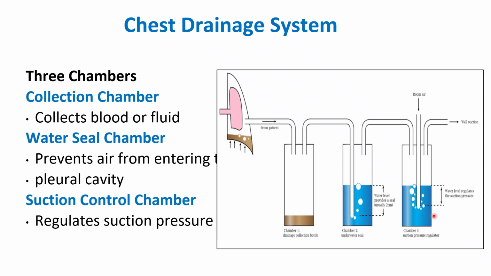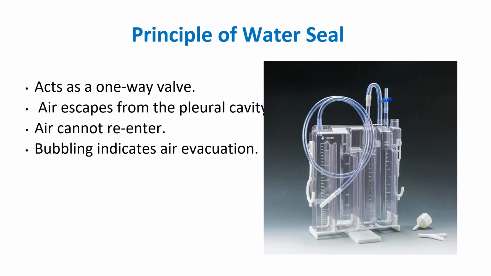So this is a simple model of the water seal system which will exist at the practical center. Okay. So the principle of water seal, which we have already seen, is that it acts as a one-way valve, and air escaping from the pleural cavity cannot re-enter back into the lungs, and bubbling in the chamber indicates air evacuation. So this is the simple principle by which it works.